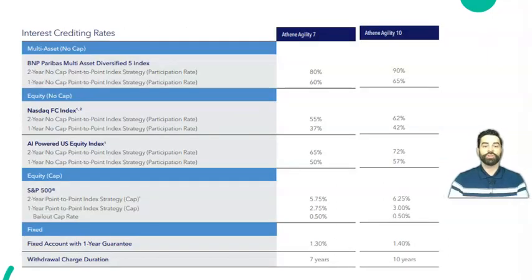Okay, so the last thing we're going to look at is the strategies. We have the 7 and 10 strategies here. They do vary a little bit. The strategies are the same. The participation rates and the caps are different. So if you have the 7, we're looking at the first column.